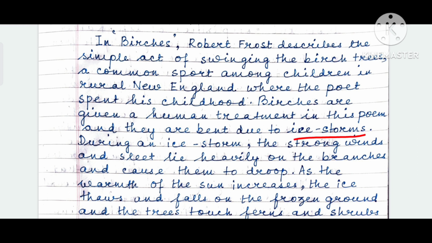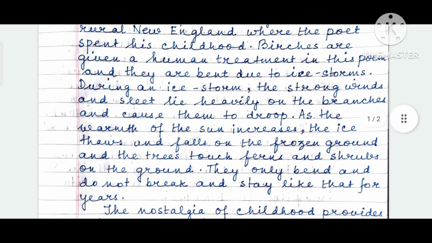During an ice storm, the strong winds and sleet lie heavily on the branches and cause them to droop. You will have to explain this phenomenon. This poem is about birches, and this must be there in your answer. As the warmth of the sun increases, the ice thaws and falls on the frozen ground, and the trees touch ferns and shrubs on the ground. They only bend and do not break and stay like that for years.